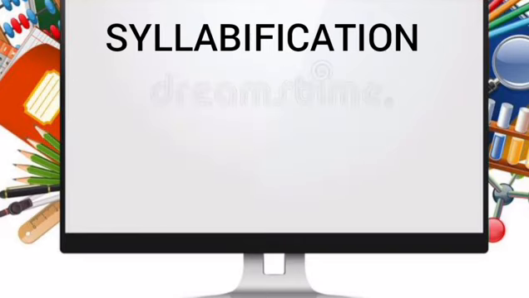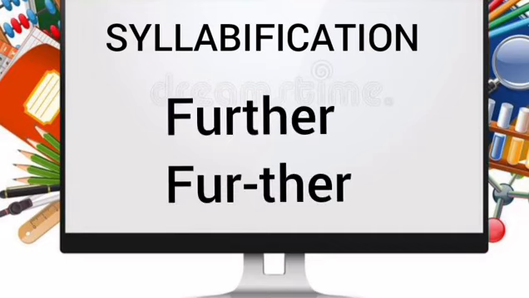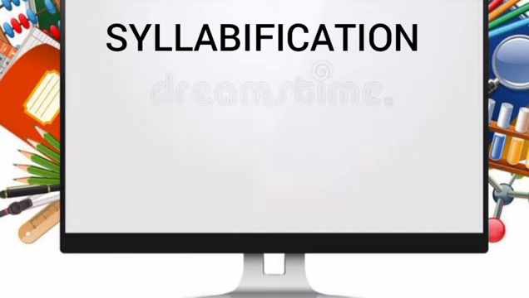Okay. So next point. When there are more than two consonants between two vowels, then the syllable will be divided between the first two consonants. For example, further. Okay. So where is the consonant here? R is a consonant, right? So after the vowel U, R is there, and the other sound, the TH. E is a vowel and the TH is a consonant sound, right?